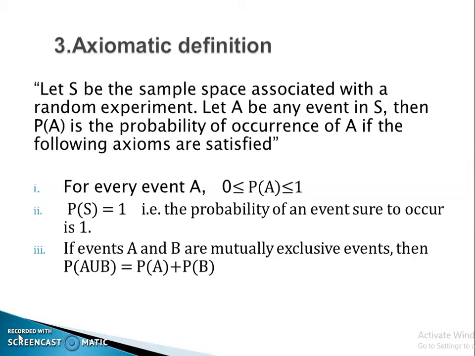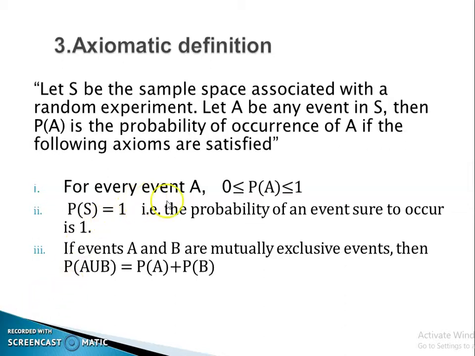Axiomatic definition of probability: in this approach, the probability that an event A will occur is a number P of A assigned to this event. This number satisfies the following axioms. Let S be the sample space associated with a random experiment. Let A be an event in sample space S. Then P of A is the probability of occurrence of A if the following axioms are satisfied.